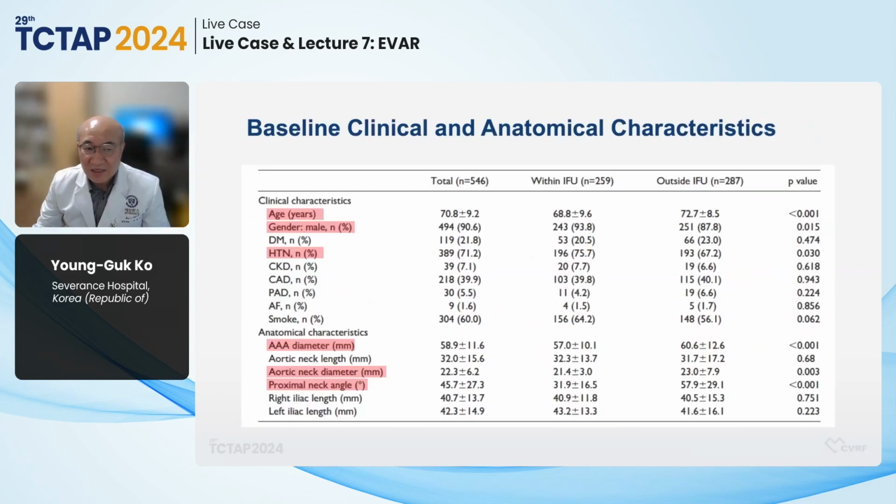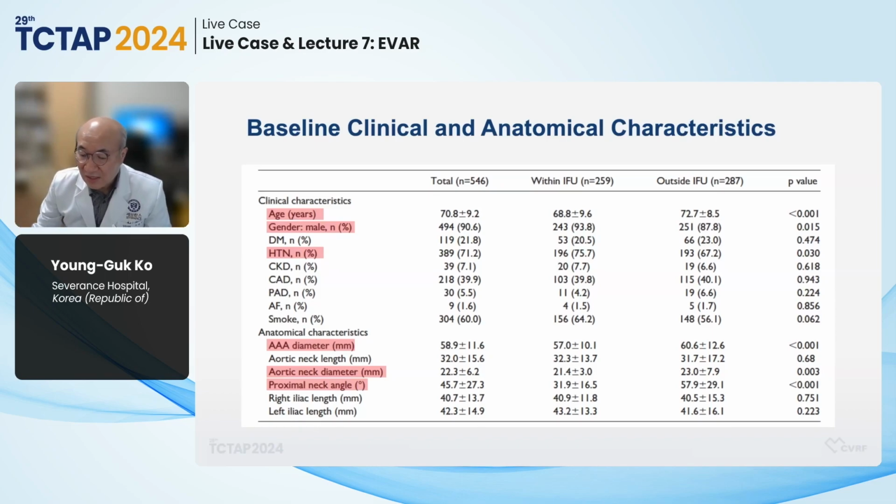This slide shows baseline clinical and anatomical characteristics of the total population and 2 patient subgroups. Mean age was about 70 years old, and the age in the outside IFU group was slightly older than in the IFU group. Male gender was present in more than 90%. There were slightly more females in the outside IFU group. Hypertension was also present less frequently in the outside IFU group than within the IFU group. Other clinical characteristics were comparable.